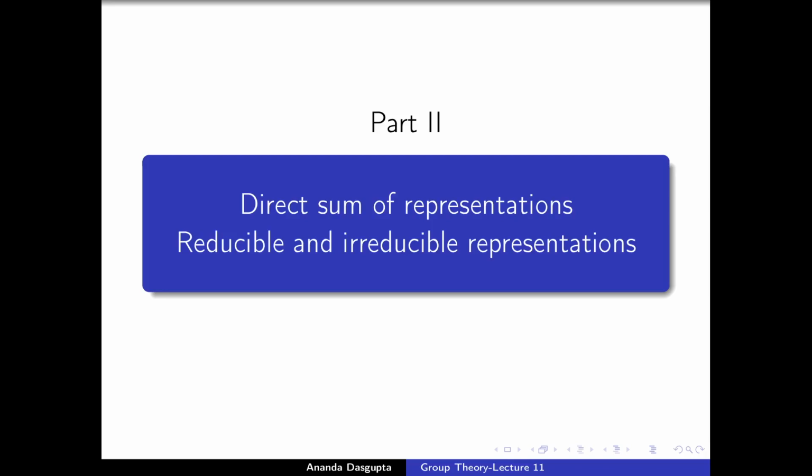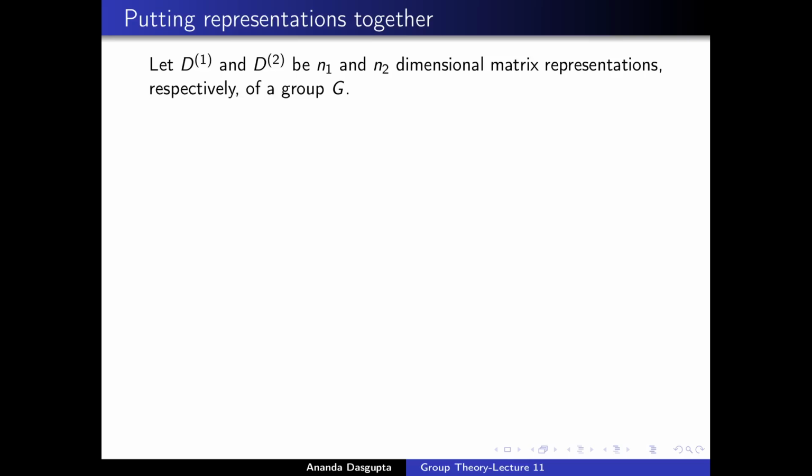And here we start with the idea that we have two representations of dimensions n1 and n2 respectively. These are both matrix representations, and they are going to be called d1 and d2 respectively. Note the 1 and 2 on top are written in brackets, indicating that these are of course not powers. These are just labels which tell you that these are two different representations. Of course, when you say that these are representations of group capital G, you mean that these are maps which associate with every group element small g of capital G an n1 by n1 matrix and an n2 by n2 matrix respectively.